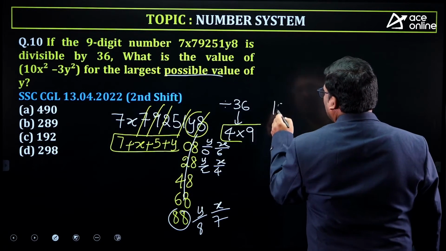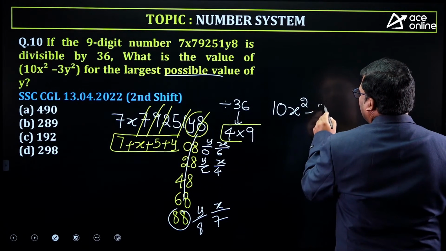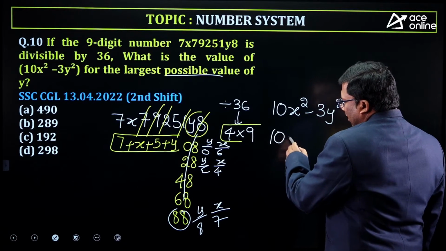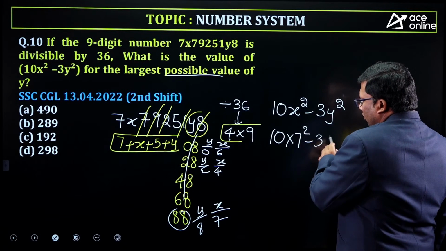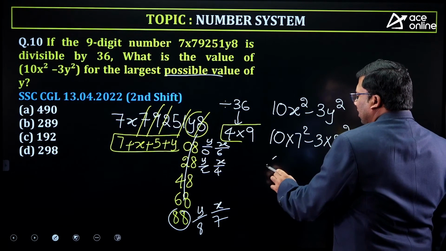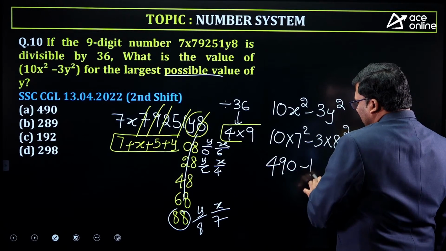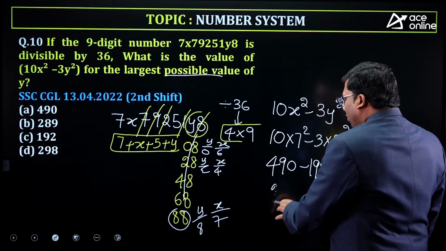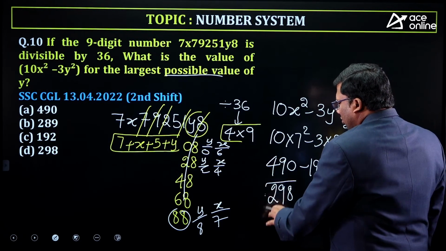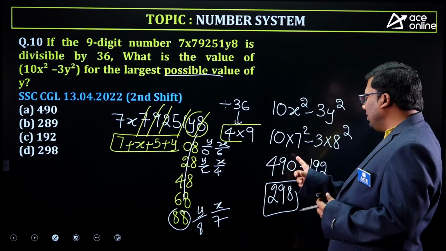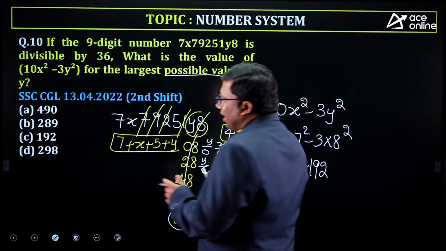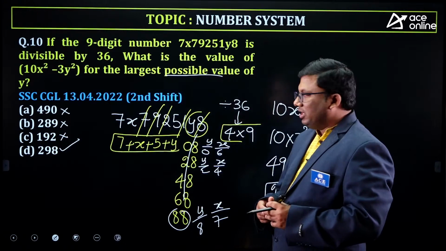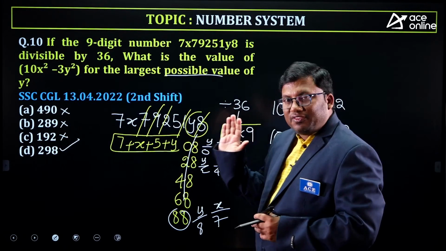So the answer for this question is 10x square minus 3y square. So 10 into 7 square, 3 into 8 square. 49 into 10 is 490. 64 into 3 is 192. 490 minus 192 is 298. The answer for this question is 298. I hope the idea is very much clear to you.